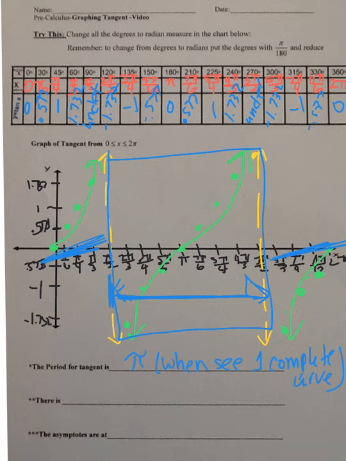There is no amplitude. Because it just keeps going up and it keeps going down, so that means there's no max and there's no min.